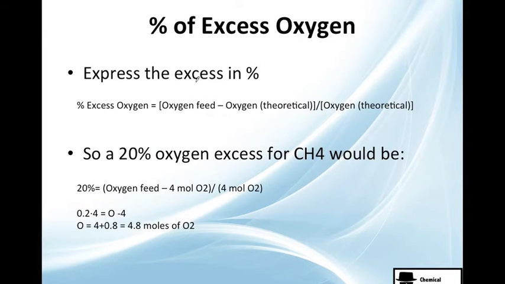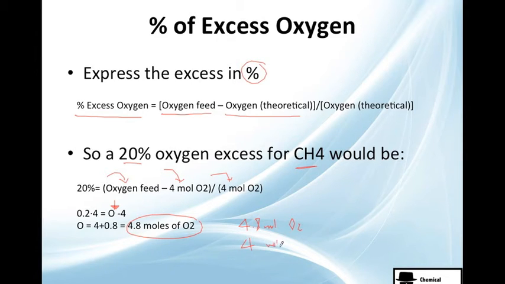Now we want to change these to percent, so it's easy. Excess oxygen, as I told you before, is the oxygen you feed minus the oxygen you actually need, divided by the oxygen you need. So for example, for a 20% oxygen excess in the methane reaction, you have these and these and these. So let's find how much oxygen it will be. You will find out that for a 20% extra oxygen, you will get 4.8 moles of O2 instead of only 4 moles.